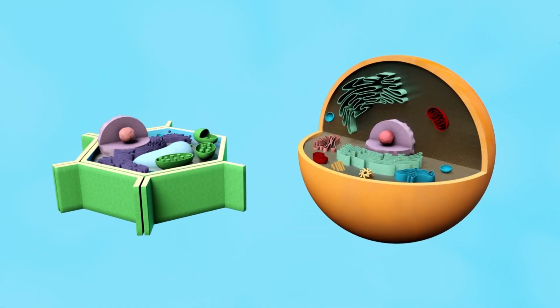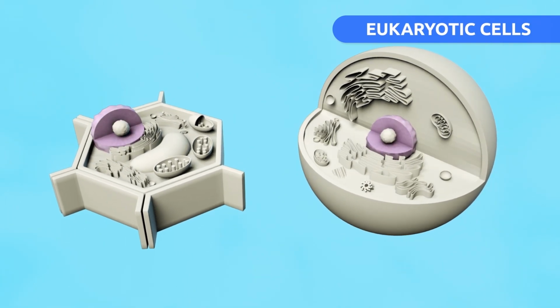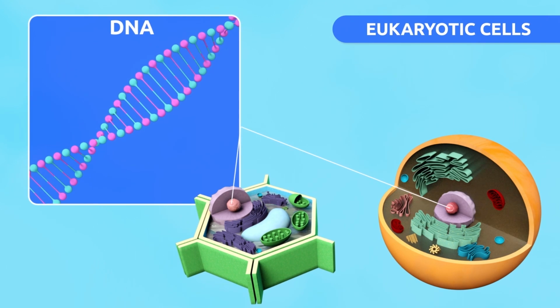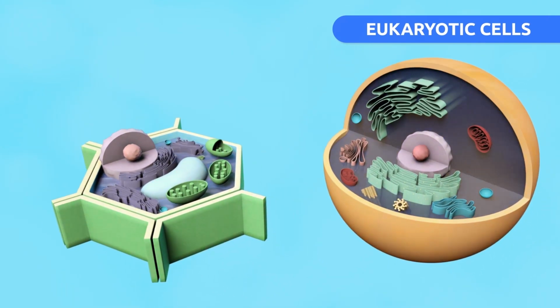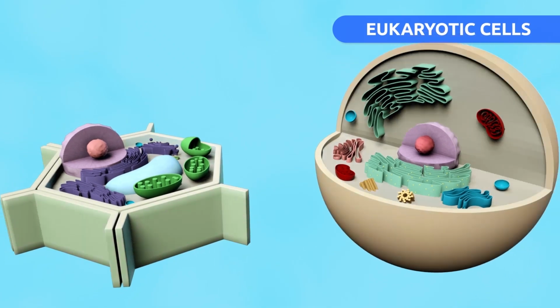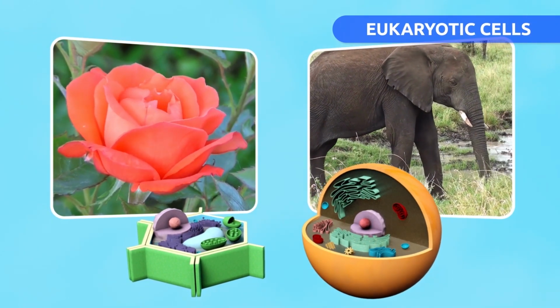The main characteristic of eukaryotic cells is that their nucleus is protected by a membrane. DNA is found inside eukaryotic cells, which contain genetic material. Organelles are found in the cytoplasm of eukaryotic cells. Eukaryotic cells can be plant cells or animal cells.